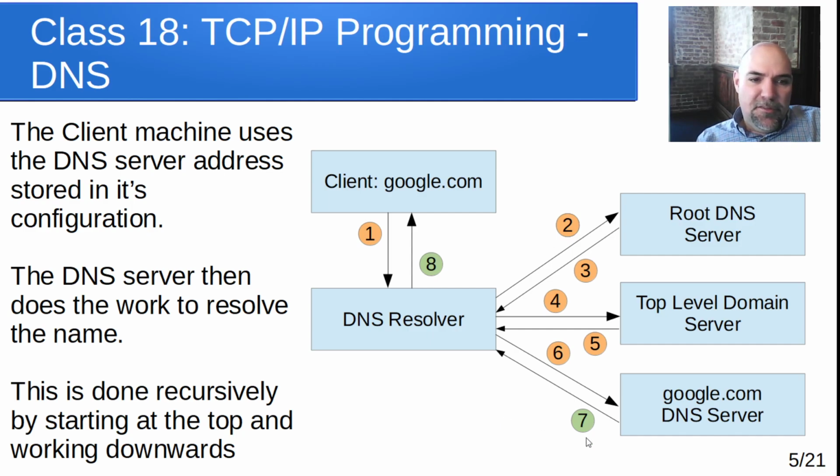Now, here's kind of a picture of how that works behind the scenes. So the client machine uses the DNS server address stored in its configuration, and your machine has a DNS server configured in that. And while we're doing that, let me bring that up and you can see where that's configured. And I'll bring that up and show you here.